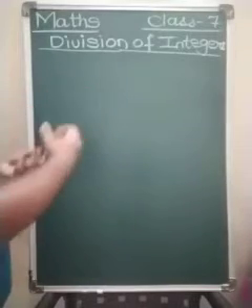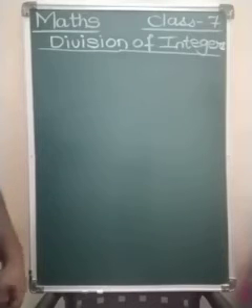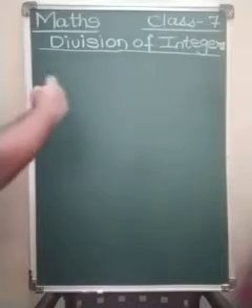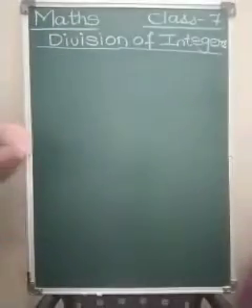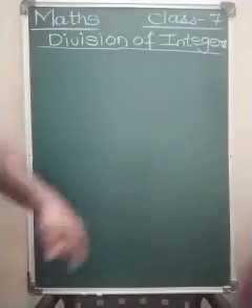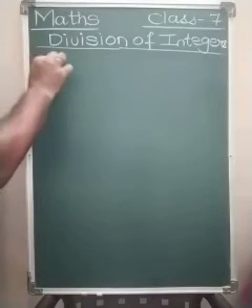Okay, so we have seen how we are going to divide the integers. The operation performed will always be division, and when a negative and a positive integer are there, the answer will get a negative sign, and if two negative integers are there, the answer will get a positive sign. Now we move towards properties of division.